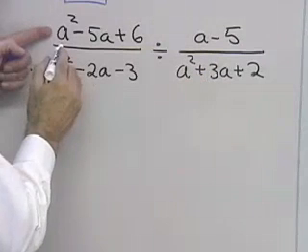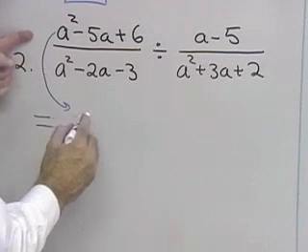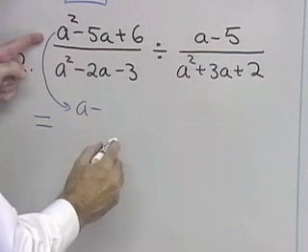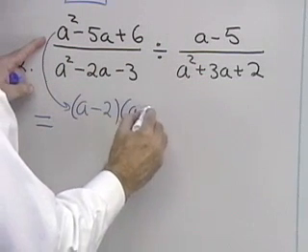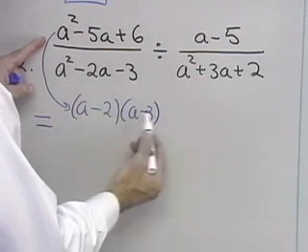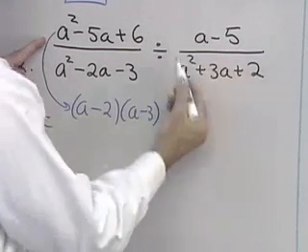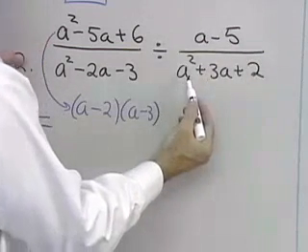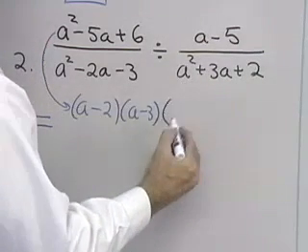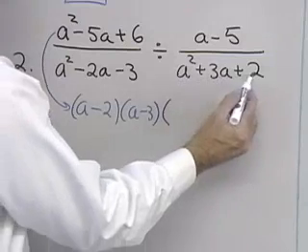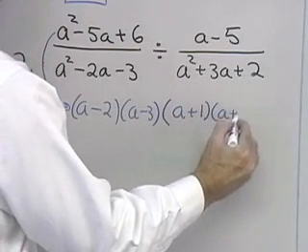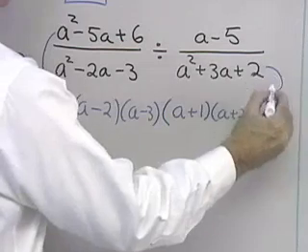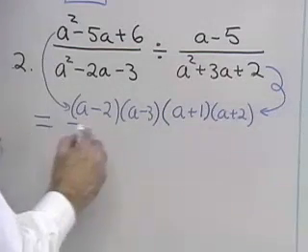So first I'll factor a squared minus 5a plus 6. That will factor into a minus 2 times a minus 3. Now I'm going to multiply that times the numerator of what I get when this is turned into its reciprocal, which will be this, a squared plus 3a plus 2. So that will be a plus 1 times a plus 2. So that ends up in the numerator.